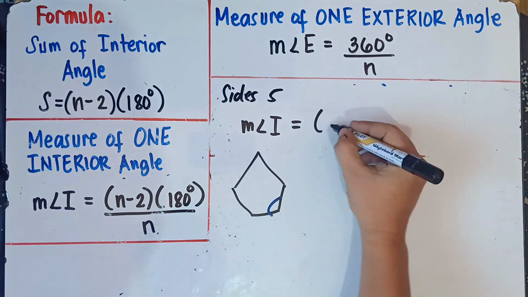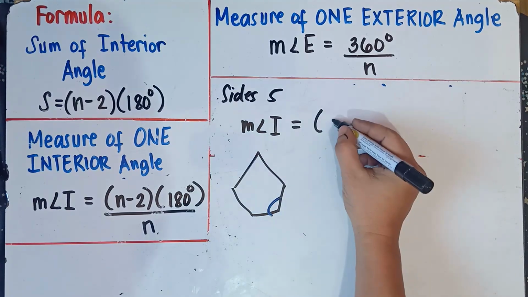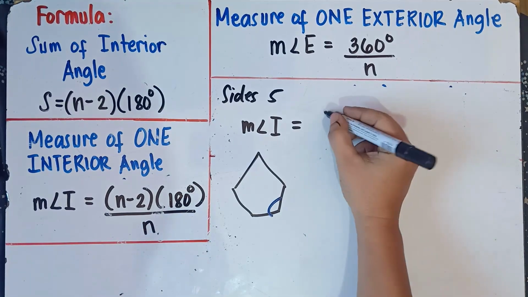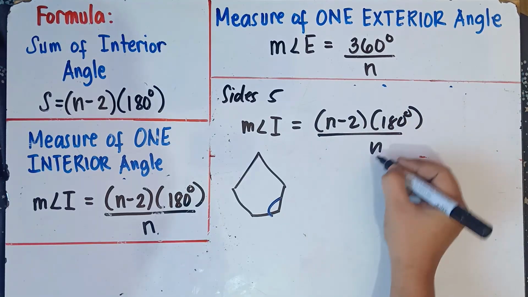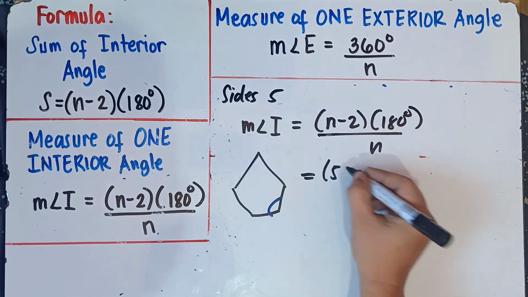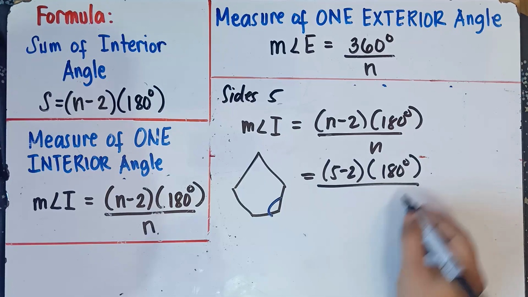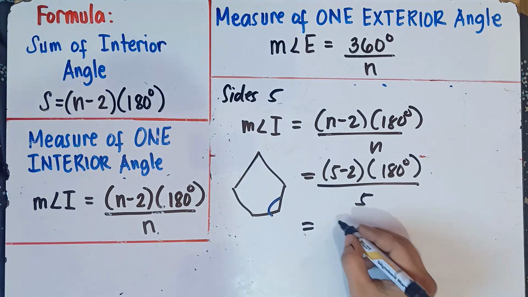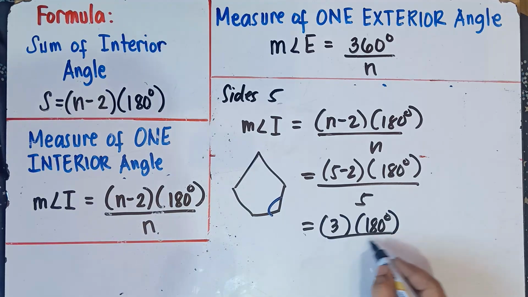So our formula would be n minus 2, where n represents the number of sides. So n is 5, minus 2. Let me write the formula, class, for you not to be confused: n minus 2 times 180 degrees over n. Simply substitute the value of n. Our n is 5, so 5 minus 2 times 180 degrees, divided by 5. So 5 minus 2 is 3, times 180 degrees, divided by 5.